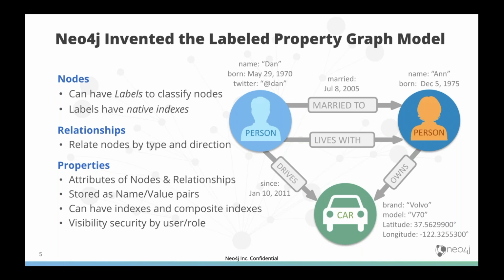Dan has started driving this Volvo since January 10th, 2011. So these relationships can have properties as well. And then the way you distinguish some of these nodes from one another is through labels. So two of the nodes are person nodes, so we can tag nodes with labels, and one of the nodes is a car node. And of course, in real life, these models can get really complex.